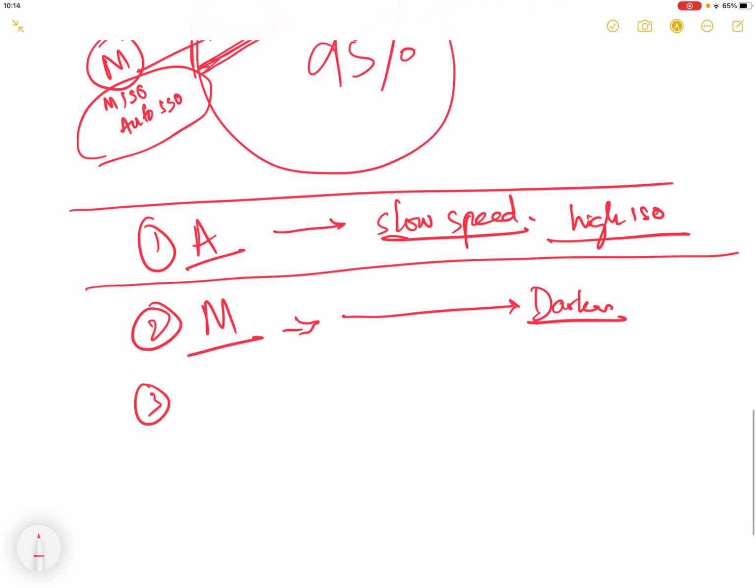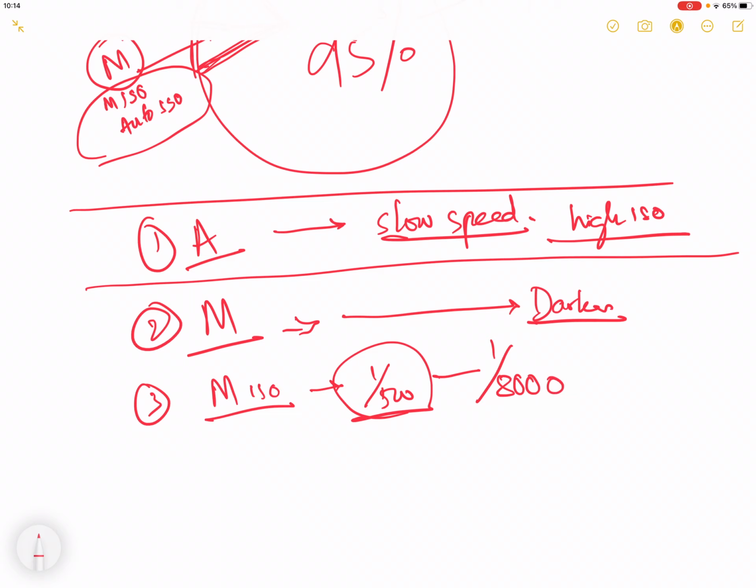Number three, manual mode with auto ISO. It is again a problem when you start fixing a maximum or a minimum shutter speed. You cannot go beyond this, which is a shame, because your camera is capable of producing 1 by 8000th of a second shutter speed as well.